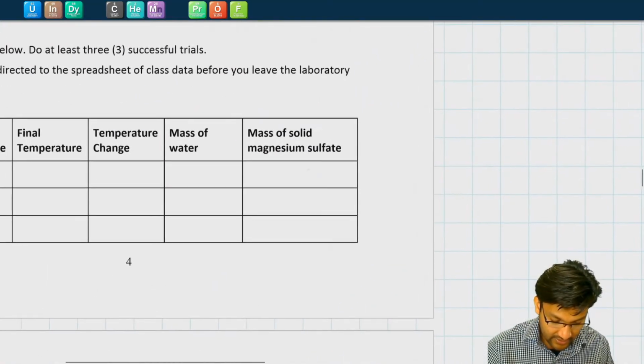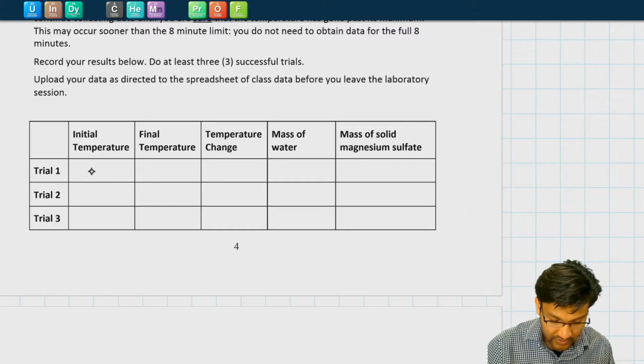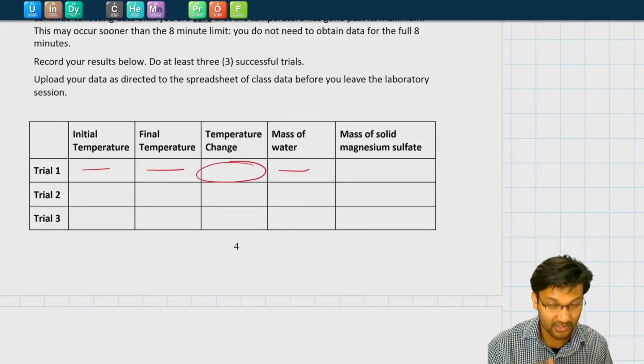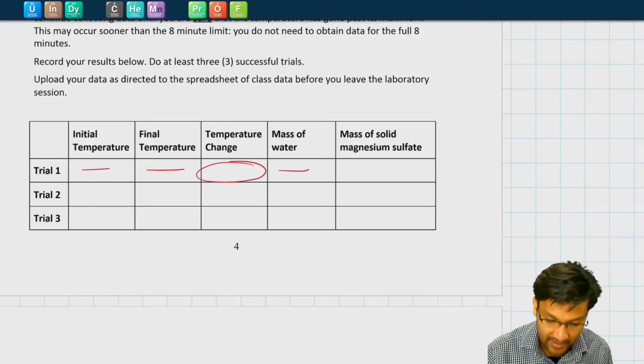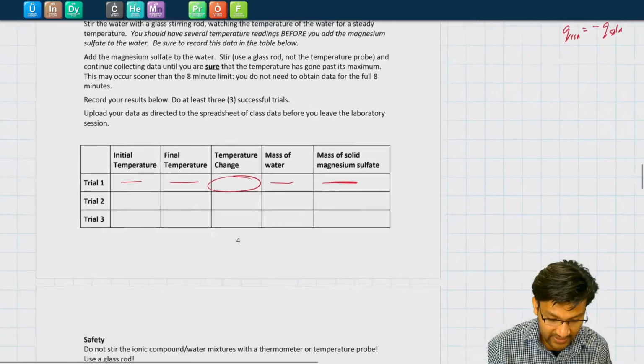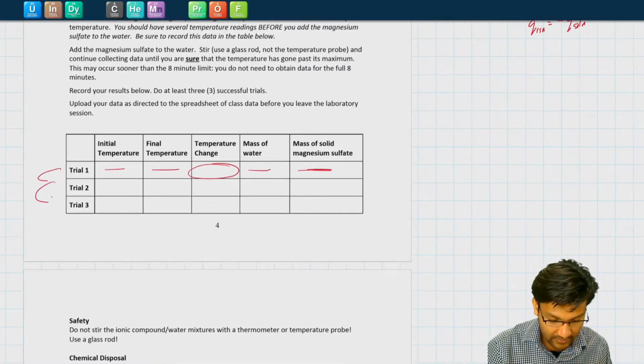Okay, so this is just basically the setup of what we're going to do. And in your recording, make sure you record the initial temperature, the final temperature, and therefore you can calculate the temperature change. And then record the mass of the water, just the water, not the styrofoam cup. So you need to tare it when you put the styrofoam cup on before you add water. And also record the mass of magnesium sulfate. Those are all the information that we'll need, and we'll do this 3 times.